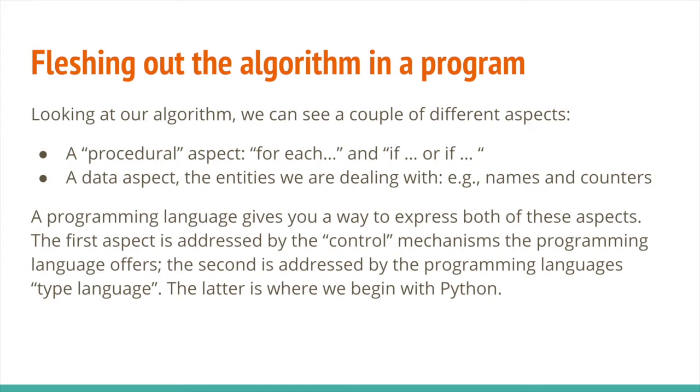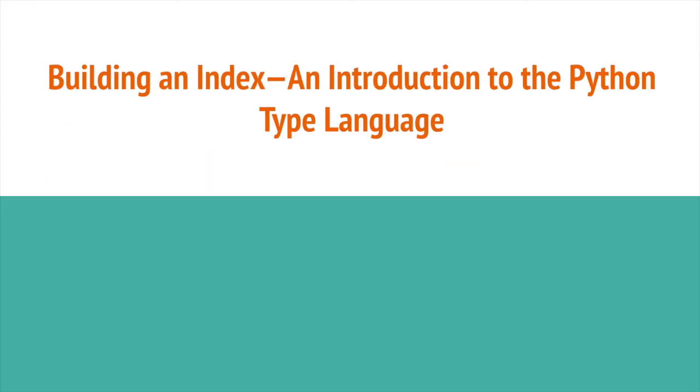The first aspect is addressed by the control mechanisms the programming language offers. The second is addressed by the programming language's type language. The latter is where we begin with Python. We'll introduce Python's type language in the context of building an index.